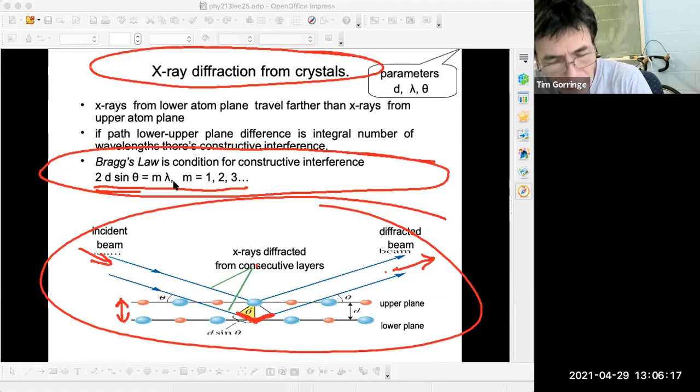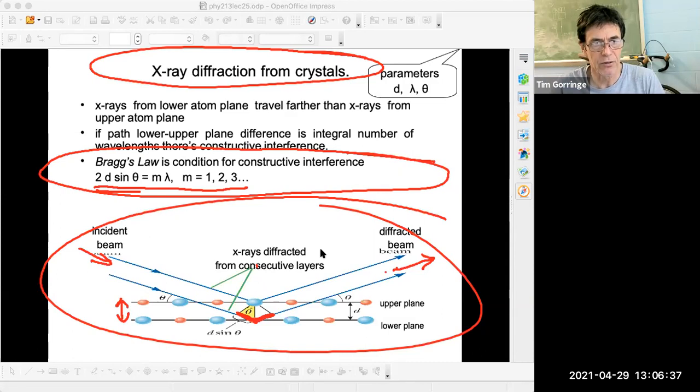If that's a whole number of wavelengths, if it's one wavelength, two wavelengths, three wavelengths, four wavelengths, and so on, then you get constructive interference. And so this is the Bragg law for Bragg diffraction. And this law enabled Bragg to see the structure of crystals. You see, it depends on the separation between the layers of the crystal. And so you can see in the diffraction pattern the different layers of the crystal. And so it was a fantastic experiment.